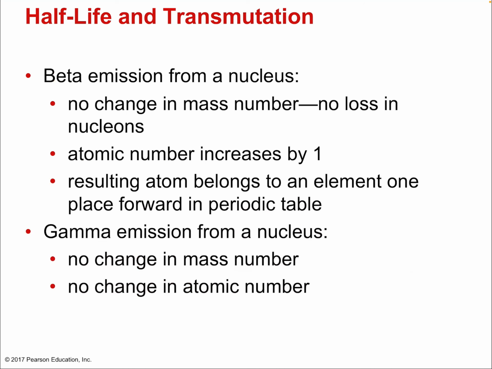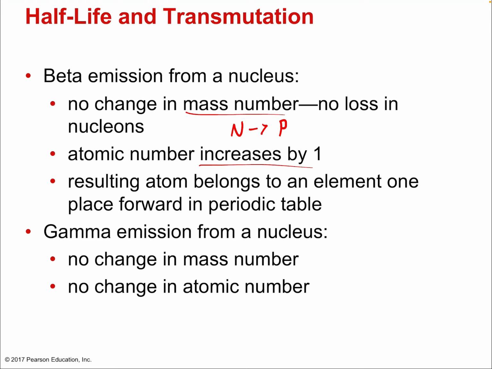Beta emission from a nucleus means no change in mass number, because a neutron became a proton, right? A neutron became a proton. So the actual number of nucleons didn't change, and the mass number counts the number of nucleons, okay? No loss of nucleons. However, the atomic number actually increases. That's so interesting, right? You always expect it to decrease when you release something. But remember, the neutron released an electron and became a proton. Well, atomic number counts the number of protons. If a neutron becomes a proton, not mass number, but your atomic number goes up, right?